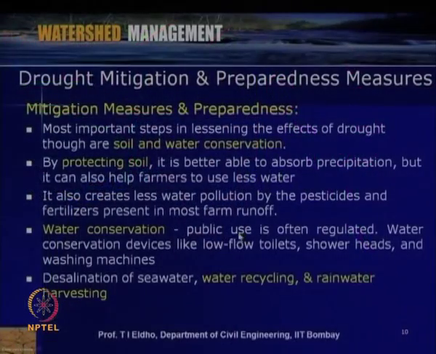As far as water conservation is concerned, we are looking for a reduction in usage of water. Public use is often regulated, so that the usage of water is reduced. Then water conservation devices like low flow toilets, as far as domestic usage is concerned, shower heads and washing machines. So for particular communities, water conservation is possible.